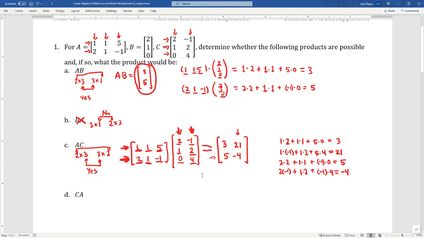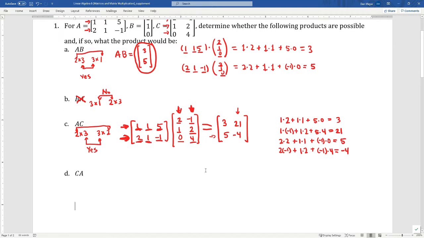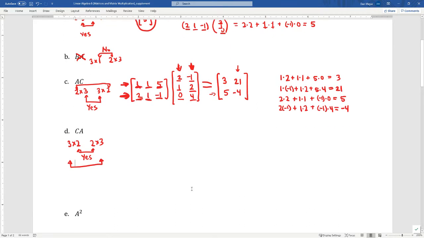We can look here and see if we can do C times A. Let's see, C was a 3 by 2 matrix, 3 rows and 2 columns, and A is a 2 by 3 matrix. So our middle terms match. We can do this multiplication here, and the outside terms give us the dimension of that new matrix. So we can do that one.